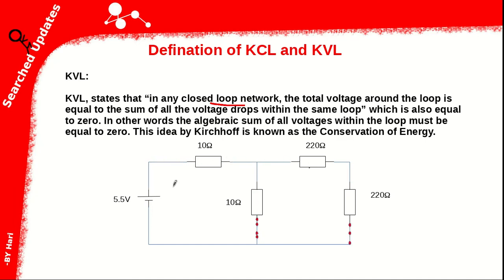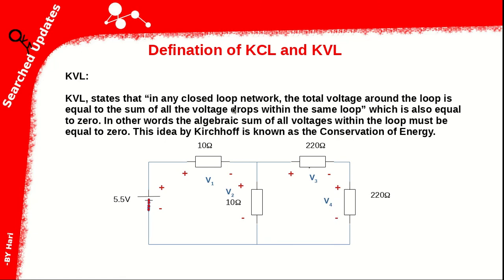Consider the following circuit. The circuit contains a battery. Consider this is the direction in which current flows through this 10 ohm resistor. At this point, current density is more and current density at this point is very less. So consider this point as plus and this point as minus. Name V1 as the voltage drop across this 10 ohm resistor and V2 as the voltage drop across this 10 ohm resistor. V3 and V4 are the voltage drops across this 220 ohm resistor.